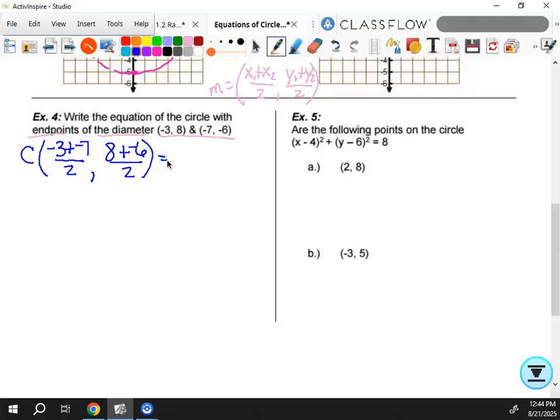So then -3 plus -7 is -10 over 2 is -5. 8 plus a -6 is 2 over 2 is 1. There's my center.